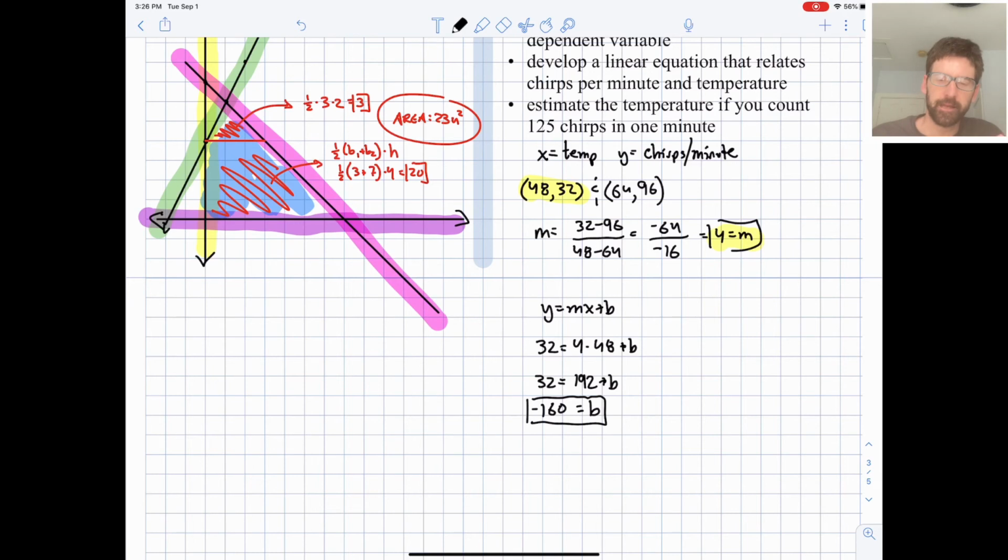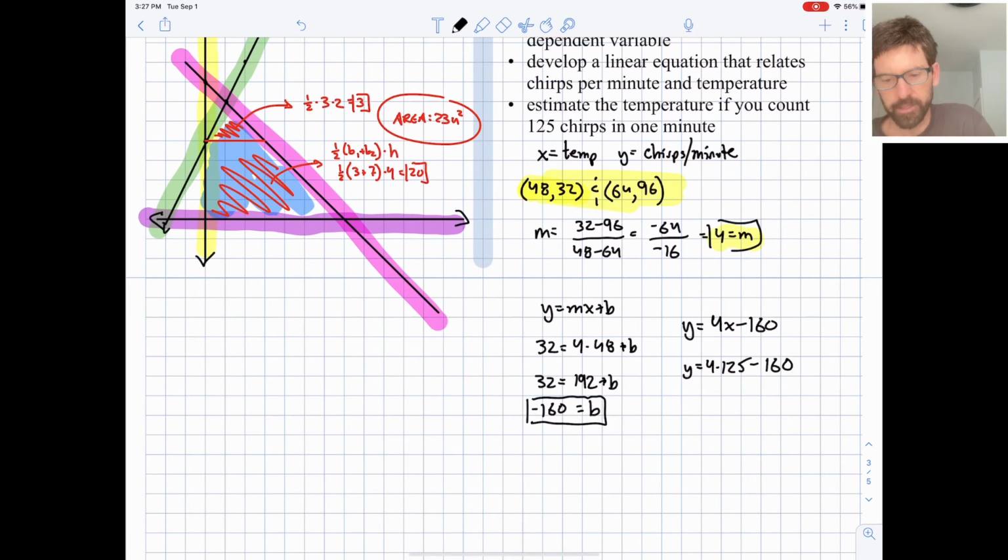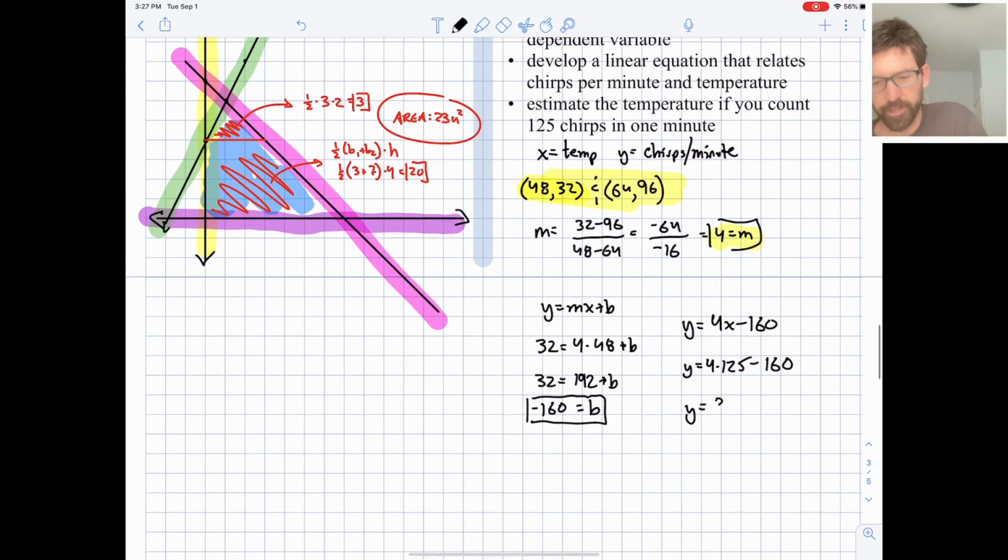But we still need that b value to adjust our equation to make sure our line goes through these 2 points. Okay? So we have an equation now. Y equals 4x minus 160, so that's good. And we counted 125 chirps. So y equals 4 times 125 minus 160. And let's just go ahead and do that math. We get 340 chirps per minute.